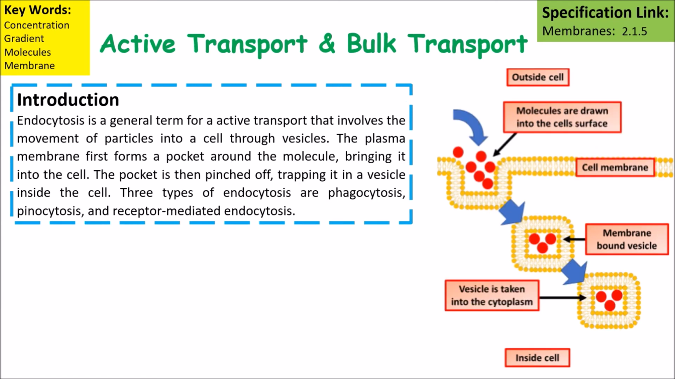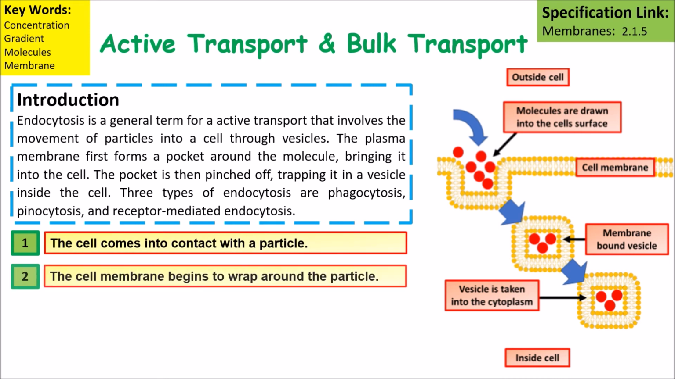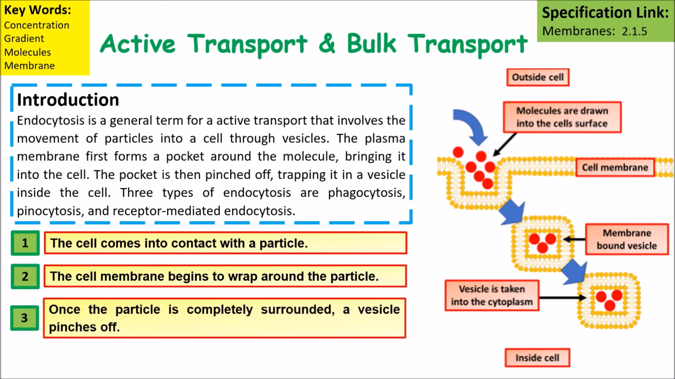Endocytosis is the general term for the active transport that involves the movement of particles into a cell through vesicles. The plasma membrane first forms a pocket around the molecule, bringing them into the cell. So the cell comes into contact with a particle. The cell membrane begins to wrap around the particle, and once the particle is completely surrounded, a vesicle forms which is pinched off, which can then move into the cell.